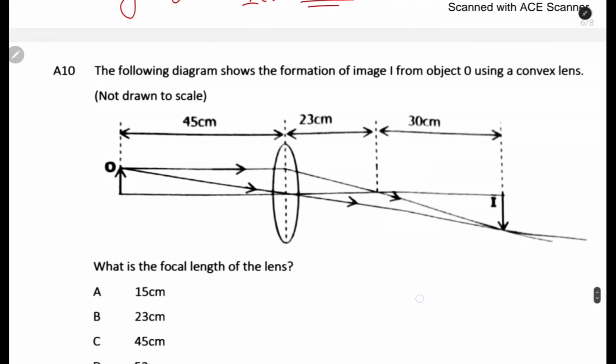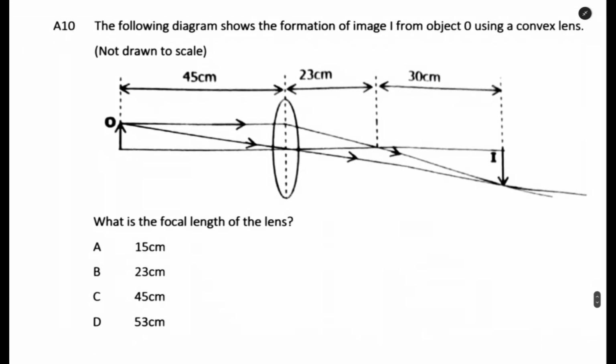Then what about this question? The following diagram shows the formation of an image I from the object using the convex lens, not drawn to scale. This one I've gotten from multiple choice. I wanted to show you how to find the focal length, but of course previously we've answered such a question. What is the focal length? So focal length, I told you the easiest way is vu divided by v plus u. vu is just the same as v times u.